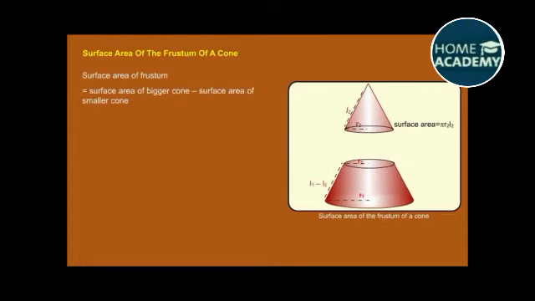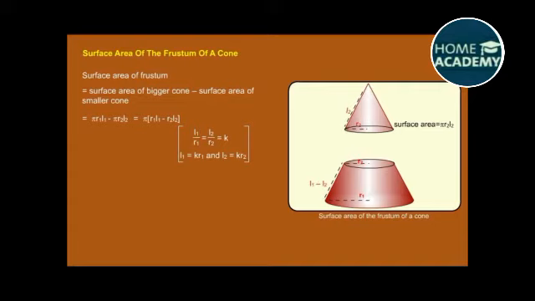Surface area of frustum is equal to surface area of bigger cone minus surface area of smaller cone, is equal to π R1 L1 minus π R2 L2, is equal to π (R1 L1 − R2 L2), where L1/R1 is equal to L2/R2 is equal to K.